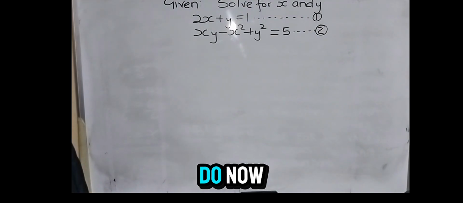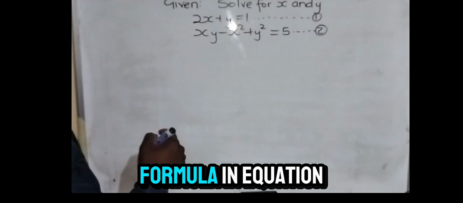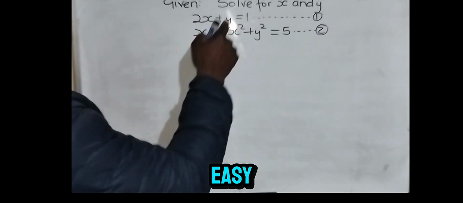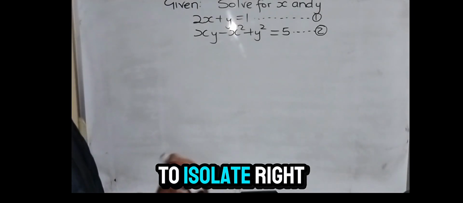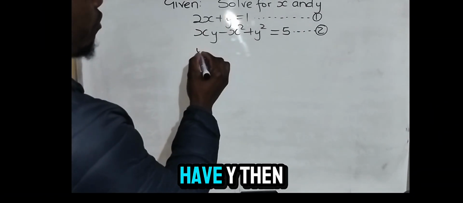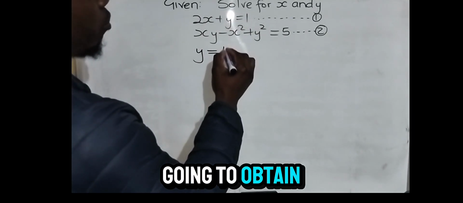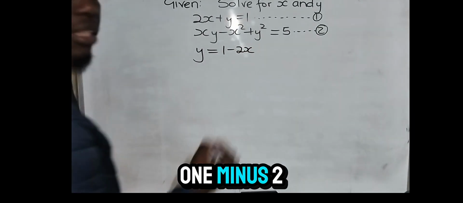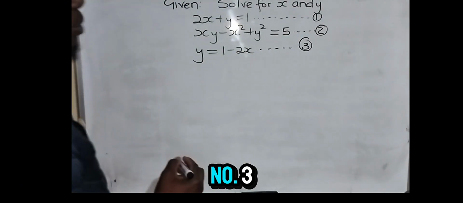Then what am I going to do now? Now, like I said that it is easy to make y the subject of the formula in equation 1, because it is the variable that is actually easy to make the subject of the formula, or to isolate. Right, so let me isolate that. So if I isolate y, I'm going to have y, then I'm going to take 2x to the other side, then I'm going to obtain 1 minus 2x. And then I'm going to name this equation number 3.